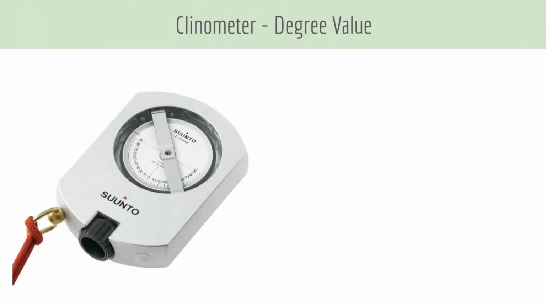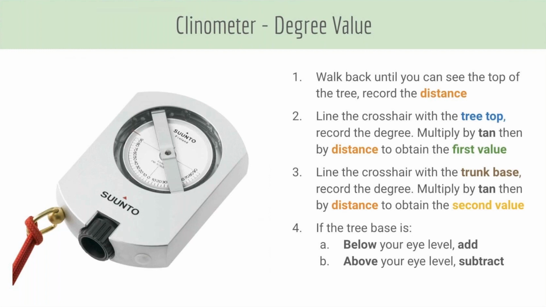Now with using the degree value, it's going to be very similar to percentage. But rather than multiplying the percent by the distance, in this case, we would have to multiply the degree by tan, and then multiply that value by the distance. So the steps are very similar to before, we just have an extra multiplication that we have to do.